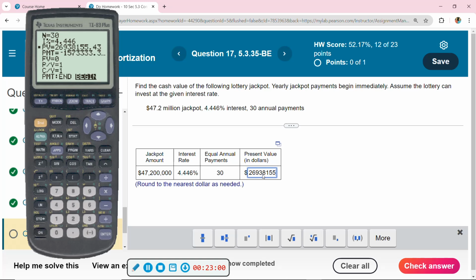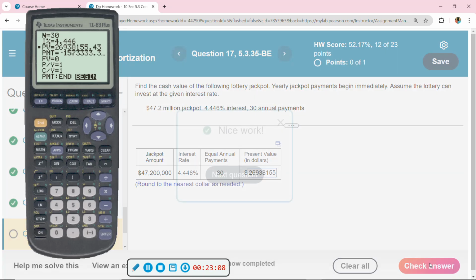26,938,155.43. Since we're rounding to the nearest dollar, I'll just say $155. Okay.